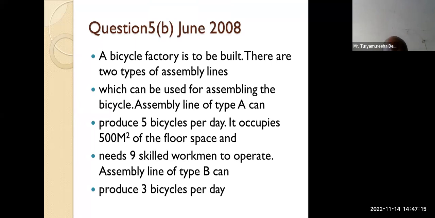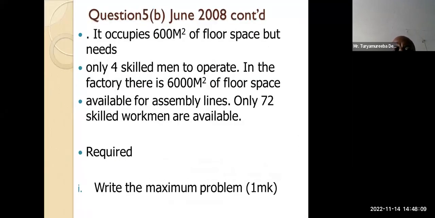And therefore, I have picked question 5, part B, June 2008. I want to read through the question and show you how I would identify the variables to be defined. The question says, a bicycle factory is to be built. There are 2 types of assembly lines which can be used for assembling the bicycle. Assembly line of type A can produce 5 bicycles per day. It occupies 500 meters squared of floor space and needs 9 skilled workmen to operate. Assembly line of type B can produce 3 bicycles per day. It occupies 600 meters squared of floor space and needs only 4 skilled men to operate.